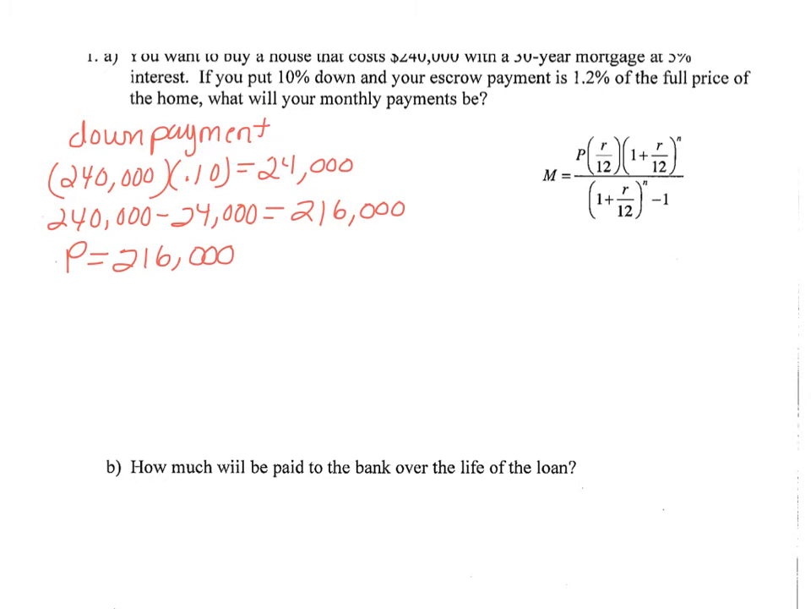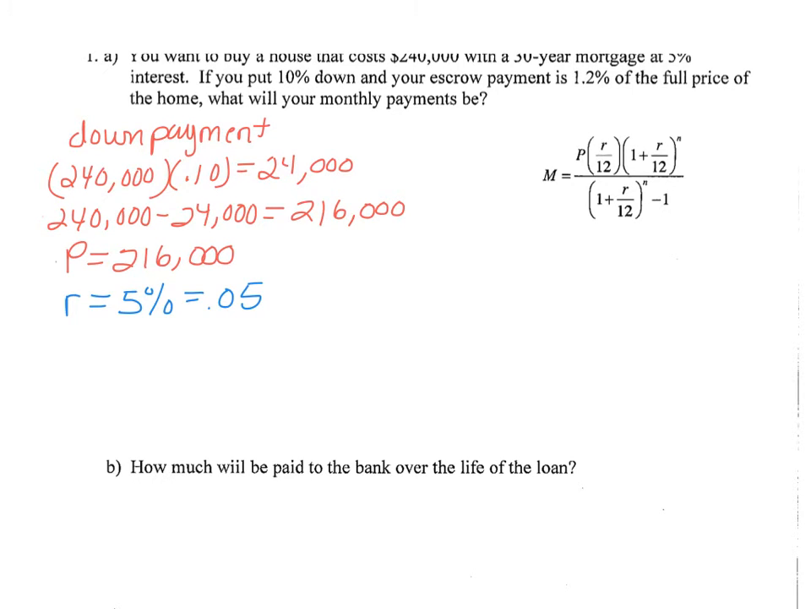Okay, so looking at the formula here, I have my P. I need my R. My R is considered my rate, my interest rate. Well, did they tell me that? Yep, you're going to do a 30-year mortgage at 5%. So your rate is 5%, which is 0.05. Okay, what else do we need to fill in there?